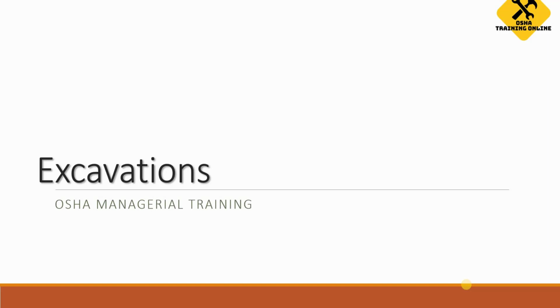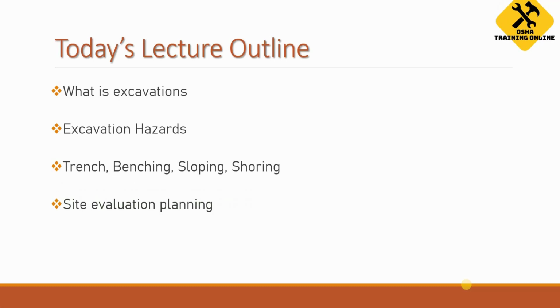What's excavation? We will discuss different types of excavations, some hazards associated with excavations, and some precautions associated with it. So today's lecture outline is: first, what is excavation? Second, excavation hazards. Then we will look into different types of excavation such as trench, benching, sloping, and shoring. These are really important concepts and are 100% required in excavation work. Then we will look at some site evaluation planning. Before excavation, we have to have some site evaluation planning. Then we will start excavation.